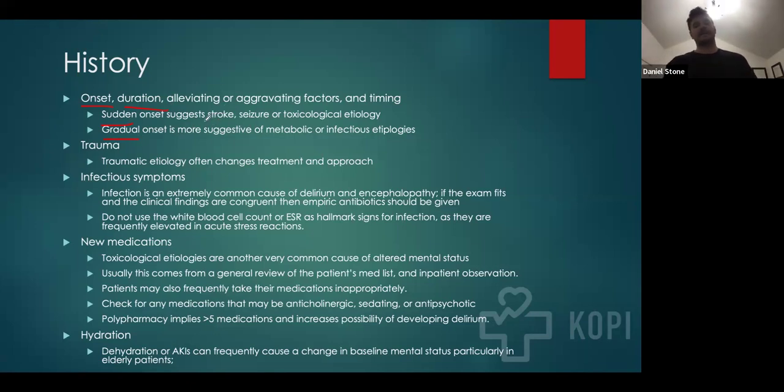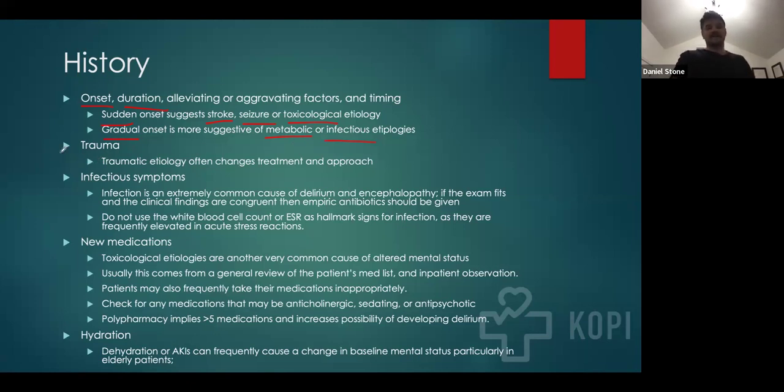A sudden onset yields a really strong concern for stroke or seizure, or possibly that they had gotten into something, that they tried a drug, or that they mismanaged some of their medications. So tox is certainly also on the list as things that can cause sudden onset of altered mental status. Gradual onset is, I think, more toxic and metabolic as well as infectious.